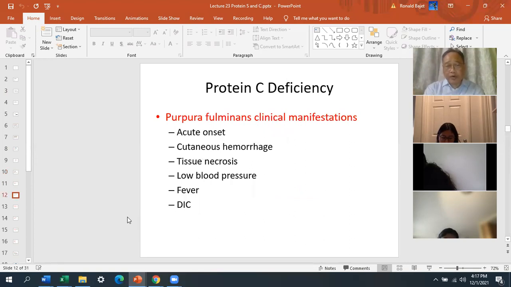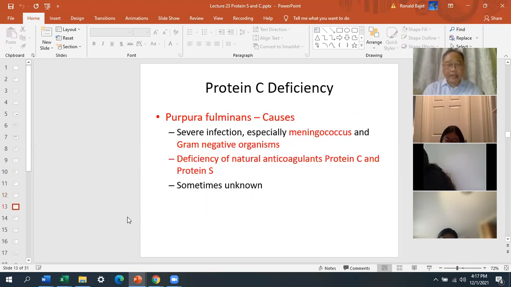Purpura fulminans clinical manifestations: it's an acute onset, cutaneous hemorrhage in the skin, tissue necrosis. Again, you have tissue necrosis, you don't have protein C to help you out cosmetically. You have low blood pressure, fever, and DIC. The cause of purpura fulminans is severe infection, especially meningococcus and gram-negative organisms.